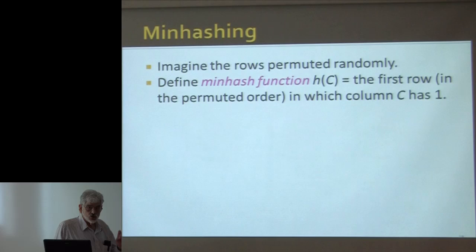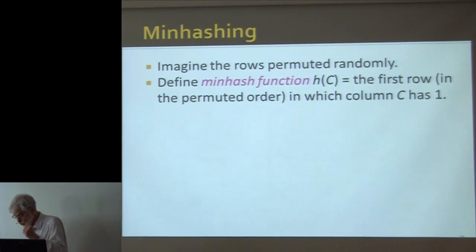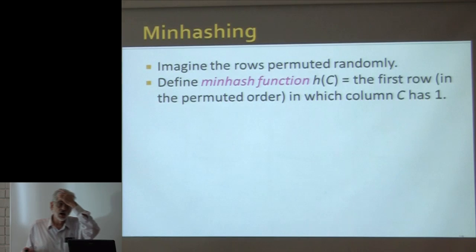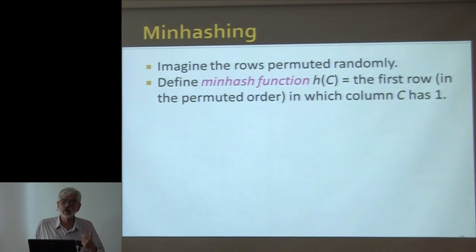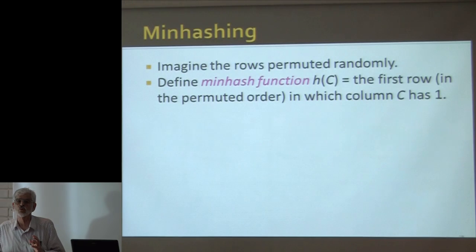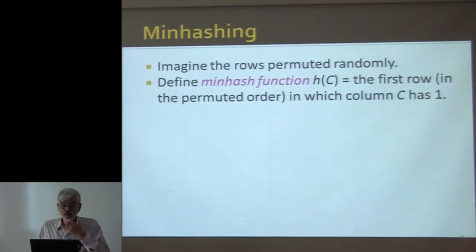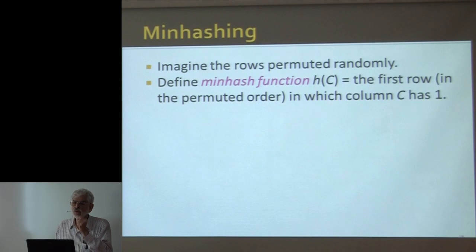Now, to describe Minhashing, first of all, I'm going to do a large number of Minhashings. Think of it as 100 different Minhashings. And so I'm just going to describe how I would do one of them. And to describe one, I want you to imagine that I have permuted the rows, taken some random permutation of the rows. And this random permutation defines a min-hash function H. And H applied to a column is the first row in the permuted order in which that column has a 1. So it's the top 1 after permuting the rows.